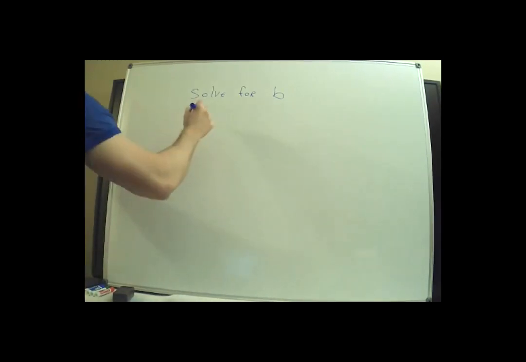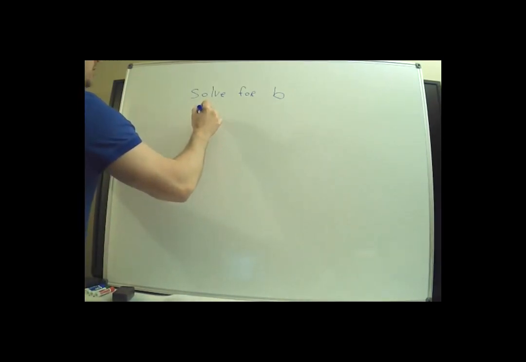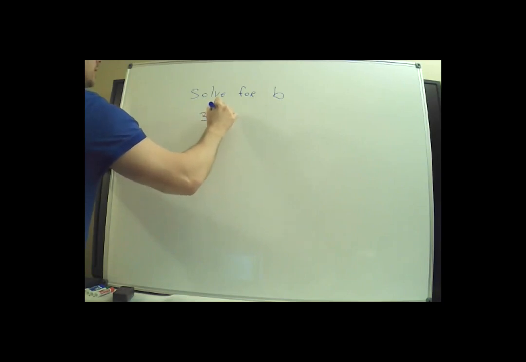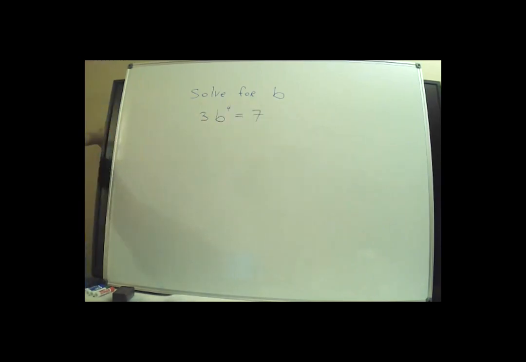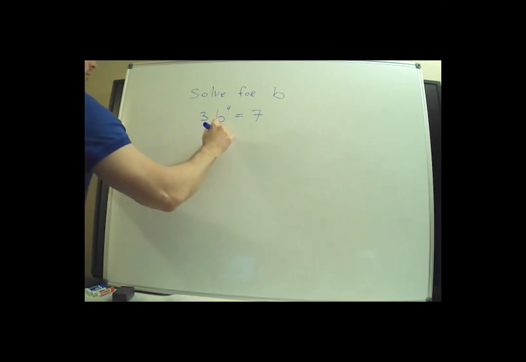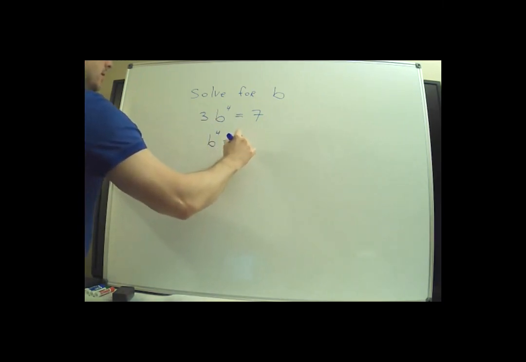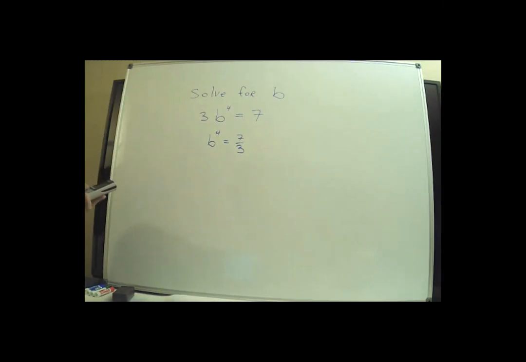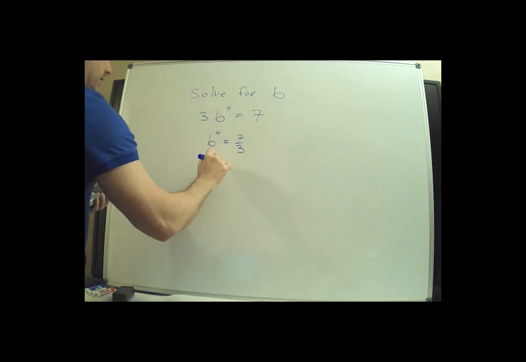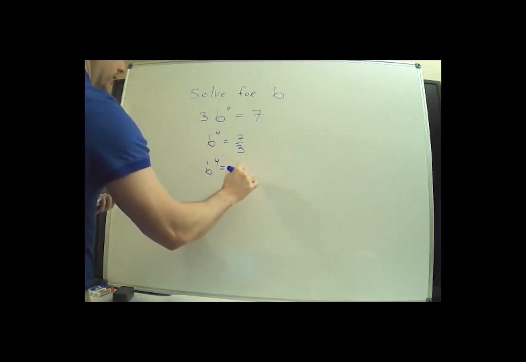All right, so I'm going to give you an equation to solve. Let's say I had 3b to the 4th equals, I don't know, 7, and you want to solve for b. First, you divide both sides by 3. Then you take out your trusty calculator. Do 7 divided by 3. I know what it is, but I'm going to write it anyway. So you get b to the 4th equals 2.33.